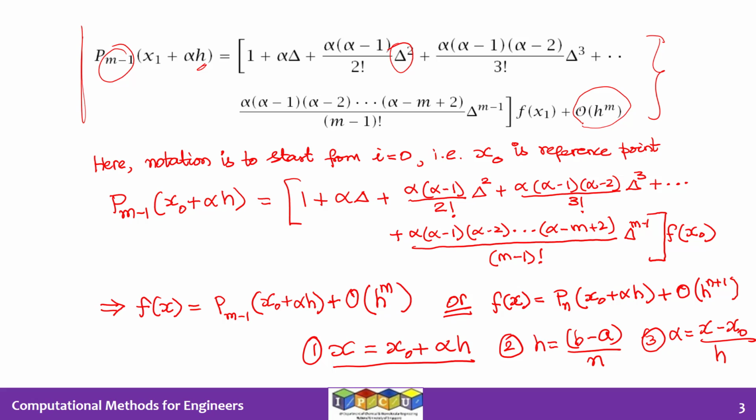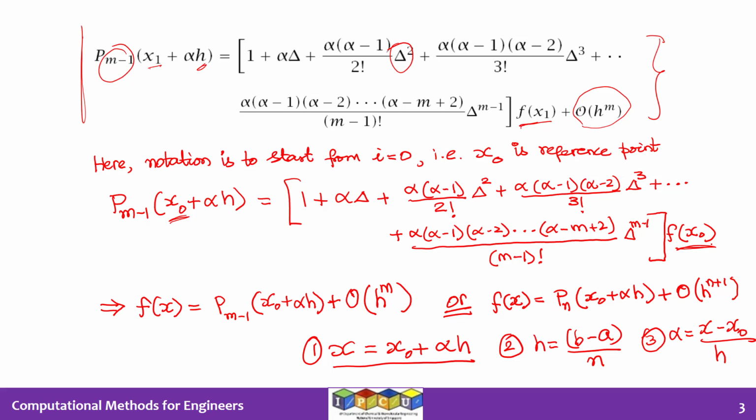The data set is going to start with x0, f0 and go till xn, fn. So we have to make some minor modifications, and that is what I'm trying to talk about here. x0 is going to be the reference point, and it is not going to be x1, because our first data point is x equal to x0. Not surprisingly, f of x1 should be replaced by f of x0, which is f0. Other things remain the same.